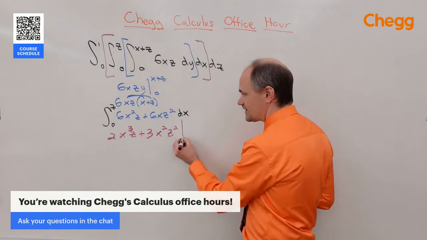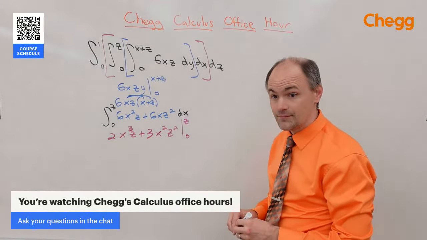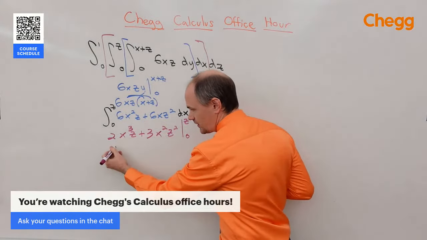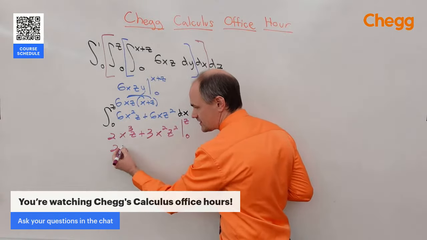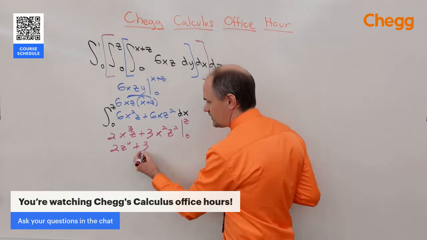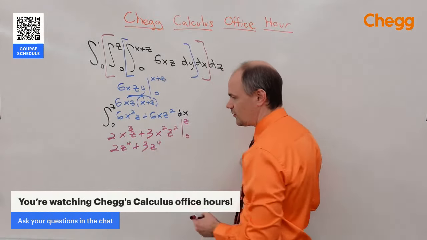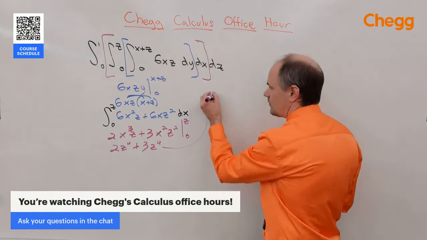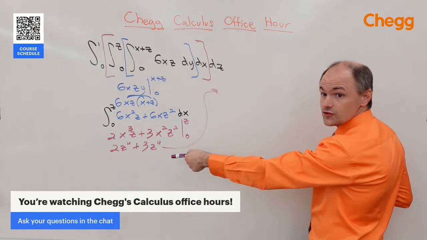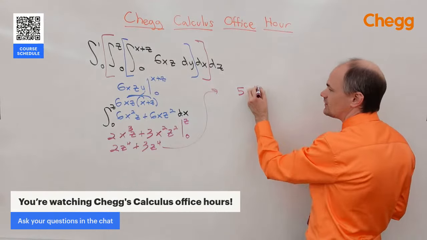We're going to integrate that as x goes from 0 to z, so let's plug z in for the x. We have 2 times z cubed times z, which is z to the 4th, plus 3 times z squared times z squared, which is z to the 4th. Running out of space, we'll move over here. Notice those are like terms. Add them together and we get 5z to the 4th.